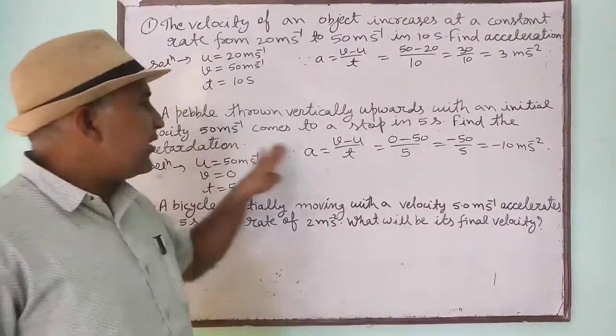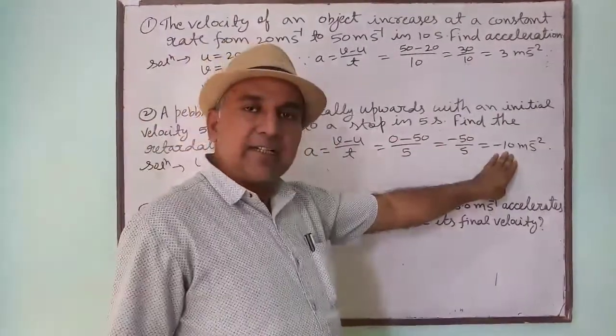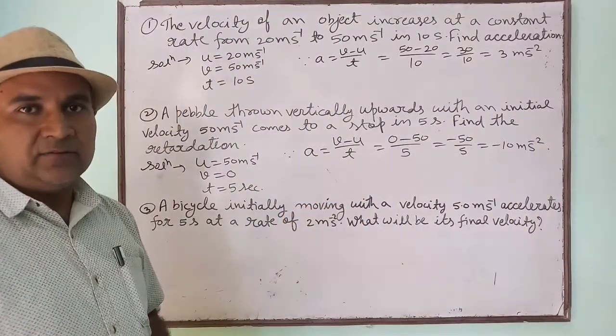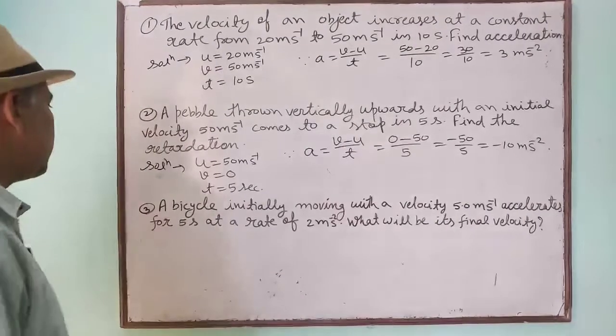Understood? If the value of acceleration is negative coming, it means the velocity of the body is decreasing. Understood? Now see the third question.